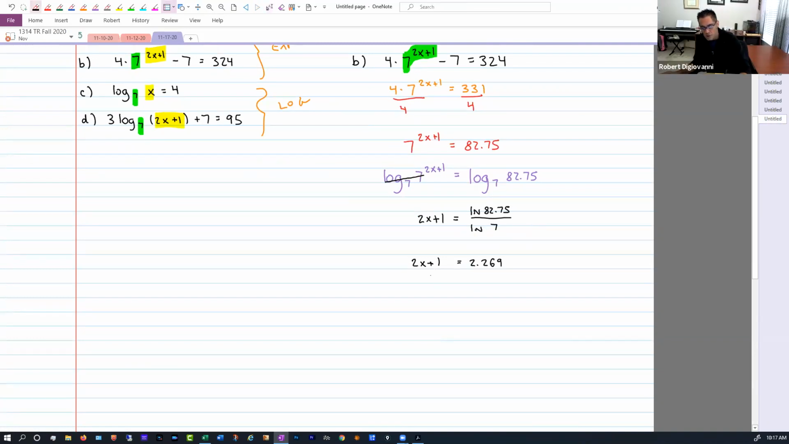So I'm going to subtract 1 on both sides now. 2x equals 1.269. And 1.269 divided by 2 is 0.6345.